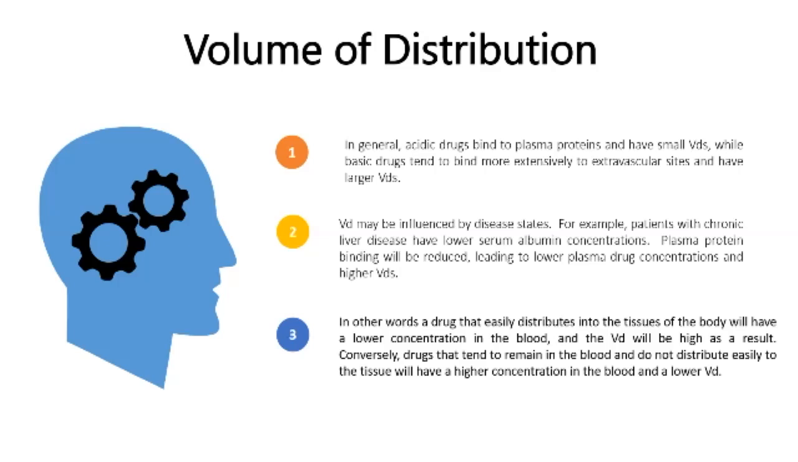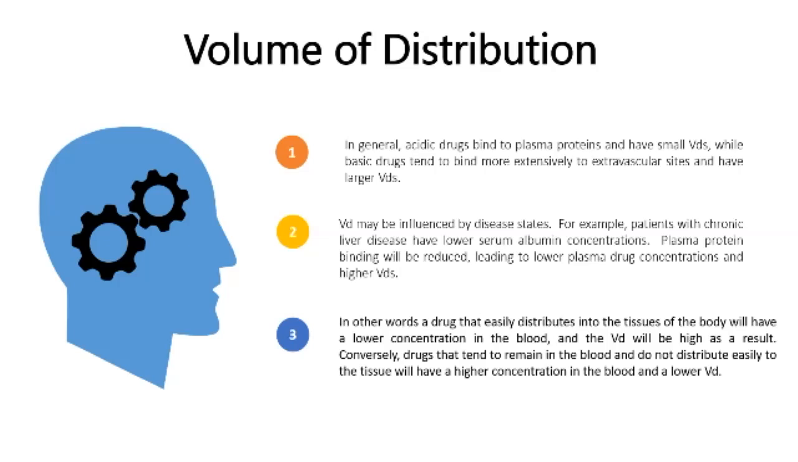Remember, when the drugs are bound to protein, they form a complex and they're not going anywhere. But if you do not produce the albumin because you have liver disease or whatever the case may be, that is going to reduce protein production. It simply means that the drug is now free to distribute to other areas, the extravascular sites, and that is going to increase your VD.